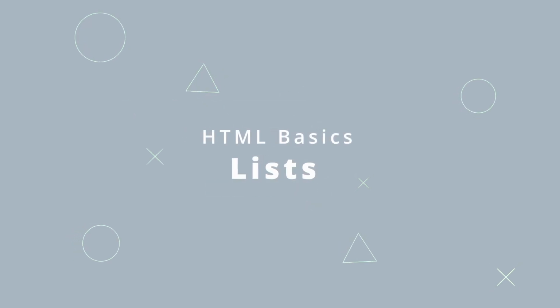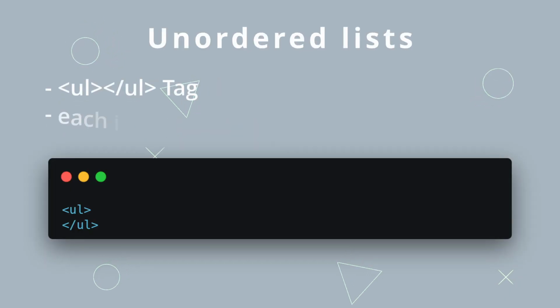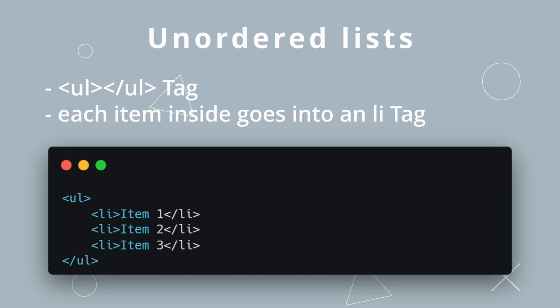Today, we learn all about lists in HTML. There are two main types of lists, ordered lists and unordered lists. An unordered list uses the UL tag. Each item inside of an unordered list goes inside of an LI tag.